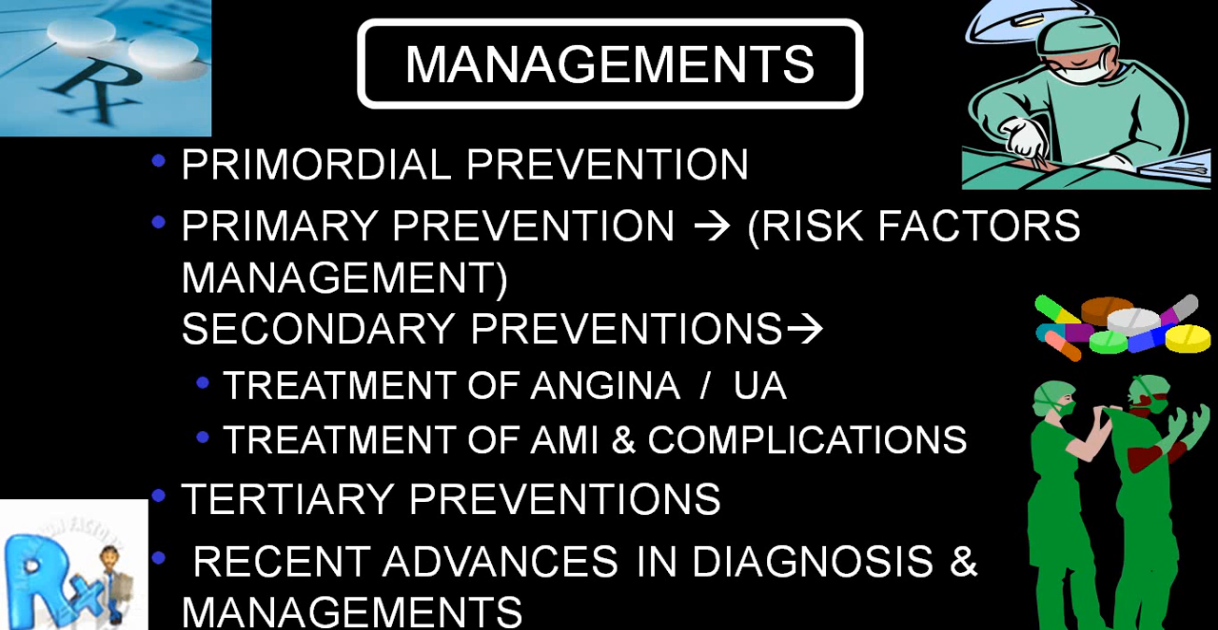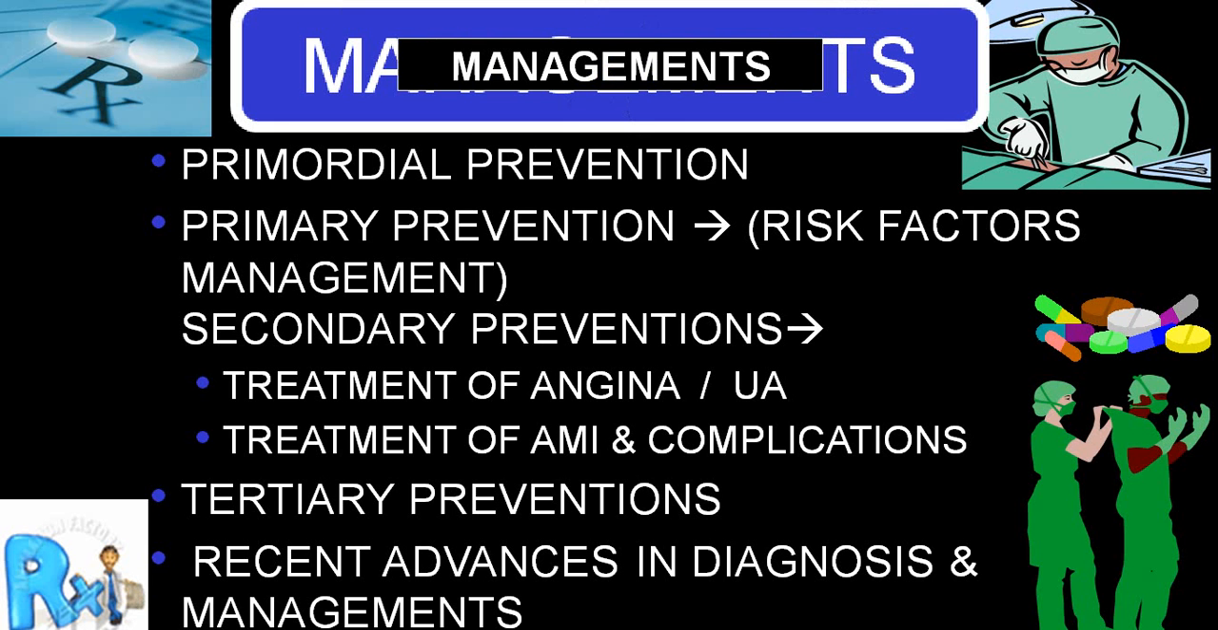Primordial prevention, primary prevention, secondary prevention, and tertiary prevention. As far as ischemic heart disease is concerned, primordial prevention is better than primary prevention. Primary prevention is better than secondary, because once the person becomes symptomatic or gets damage to the myocardium, you usually end up with a damaged myocardium, and tertiary prevention is absolutely bad.